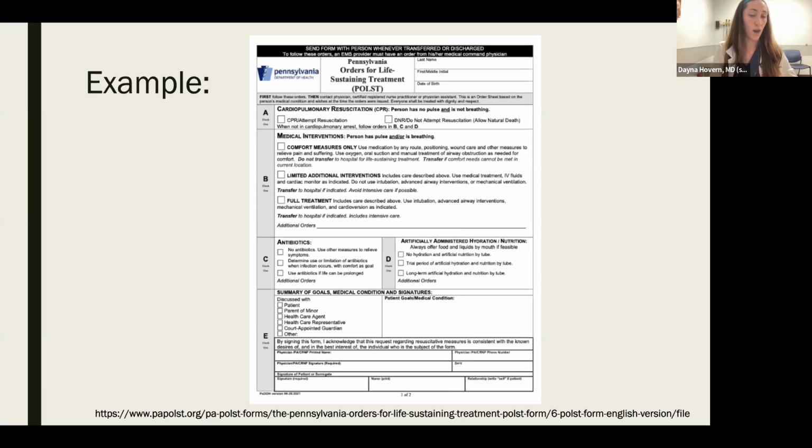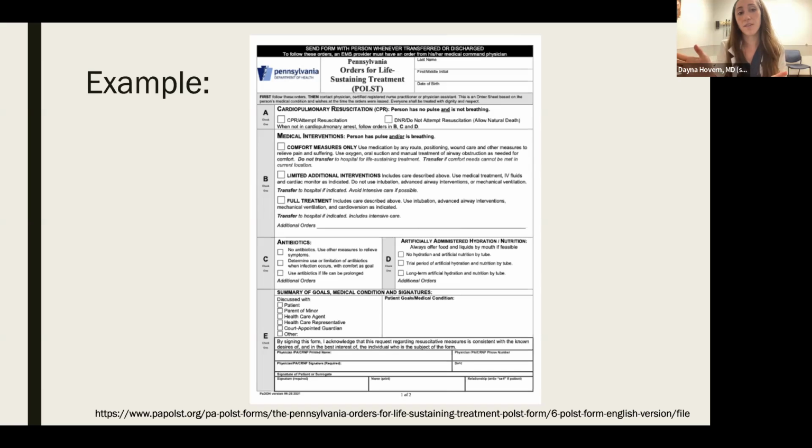There are usually two options. The first is full resuscitation. So that's the CPR. That's being put on a ventilator, and that's electric shocks if you need them.